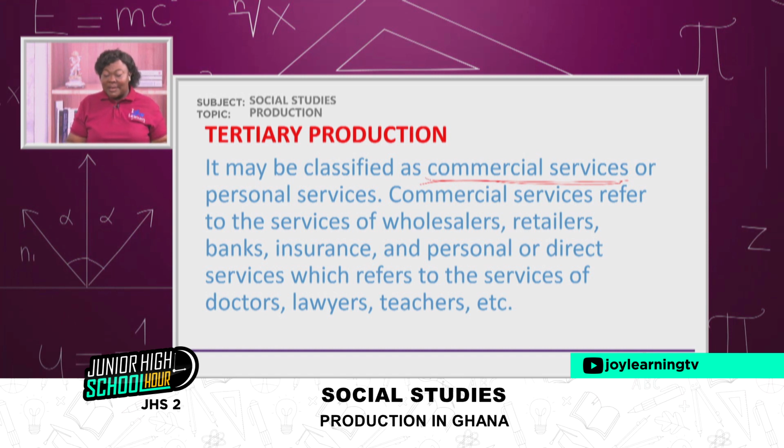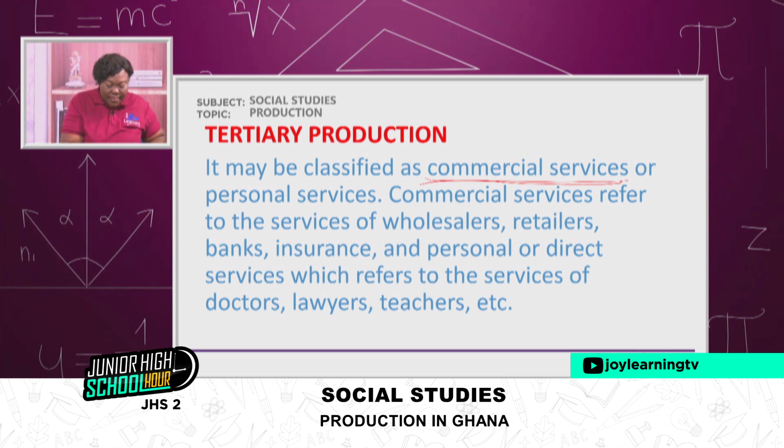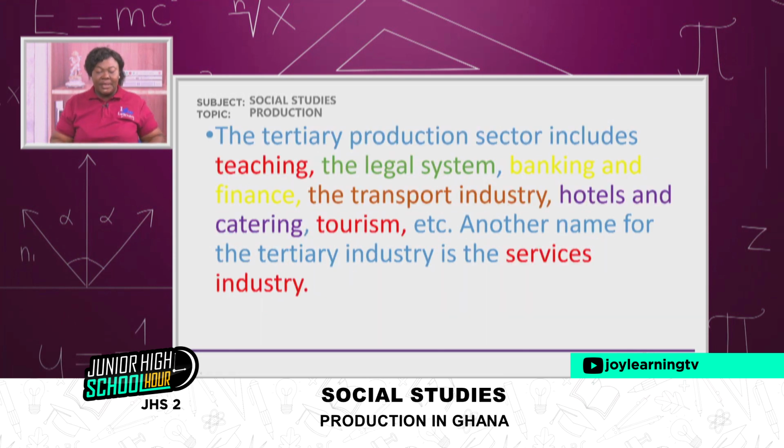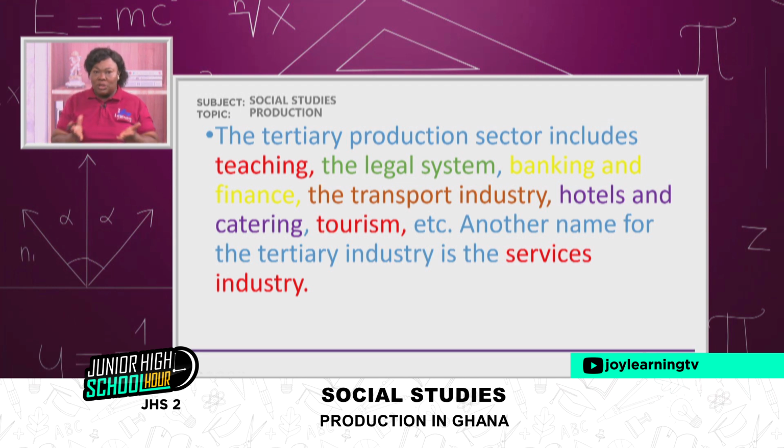And so again, commercial services refer to the services of wholesalers, retailers, banks, and insurance, and personal or direct services refer to the services of doctors, lawyers, teachers, etc. As many as you can mention. Now, the tertiary production sector includes teaching. We said that already. Legal system. When we say legal system, we are talking about the lawyers. Are you okay? And then banking and finance. We are talking about the bankers, those who work at the banks, susu collectors and all those. They are all part of it.